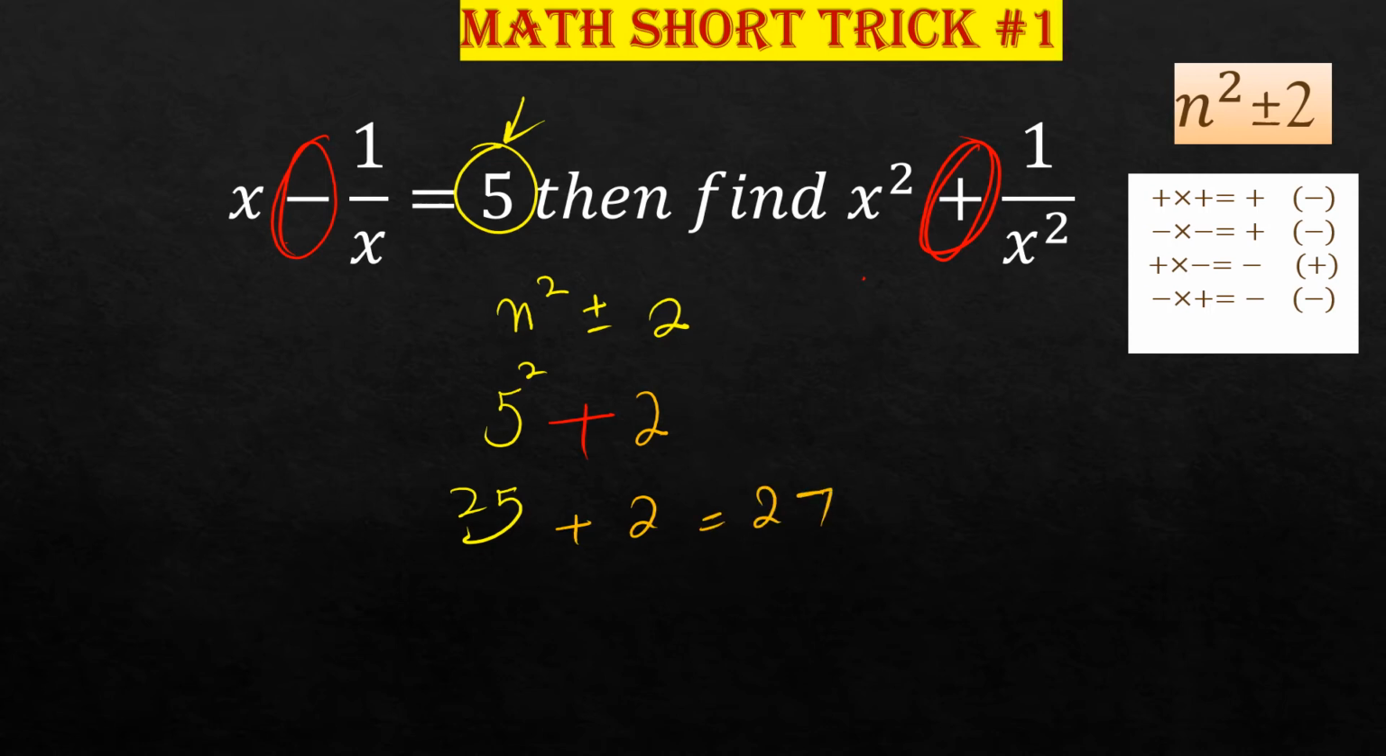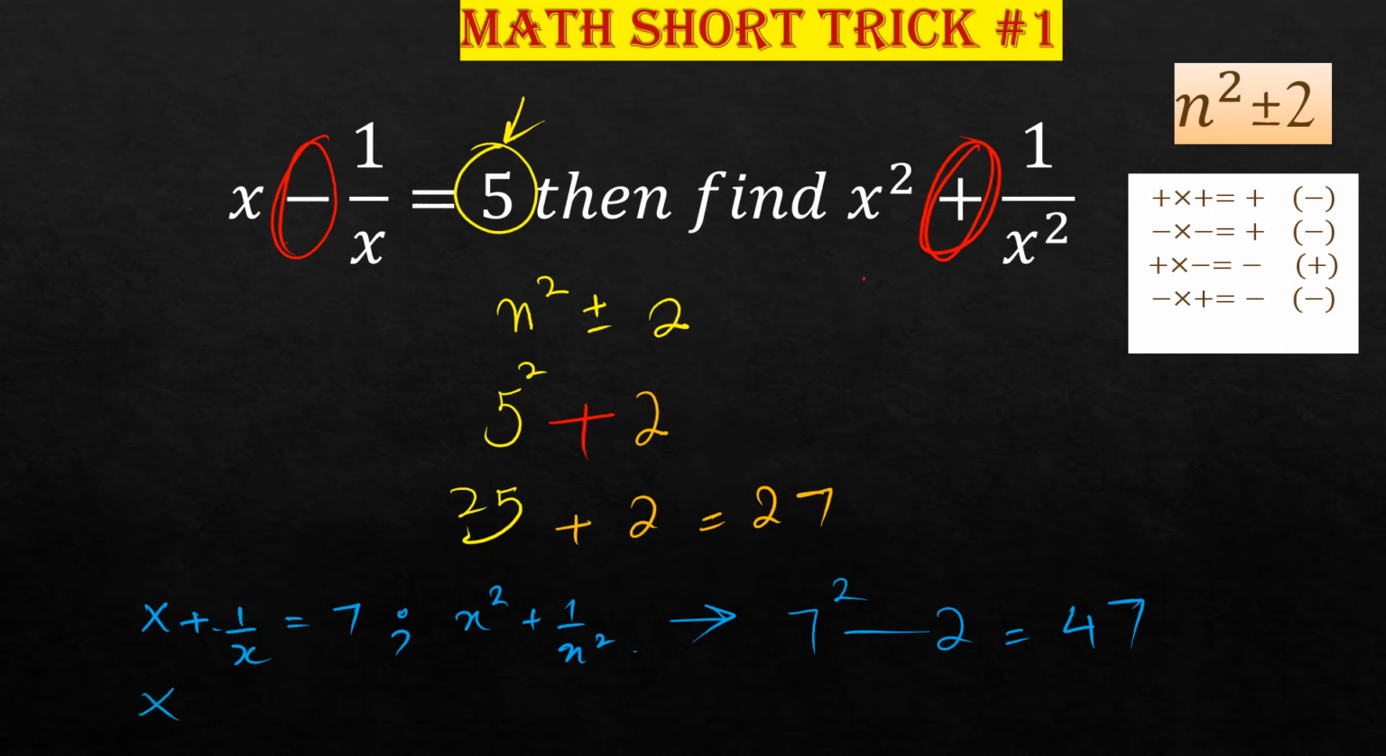Now it's your turn. Practice. If you have x plus 1 over x equals 7, find out x square plus 1 over x square. Okay, so what will you do? n square, that means 7 square. Plus times plus gives you plus. You have to write minus 2. So it will give you 47.